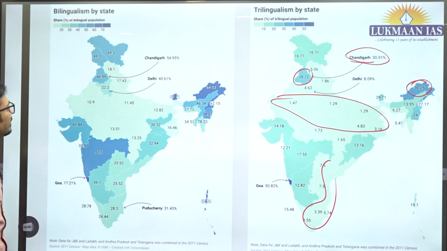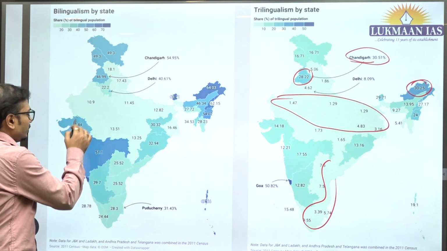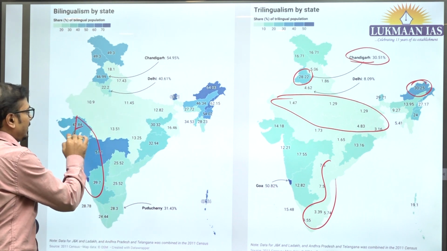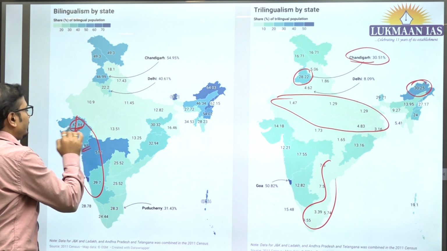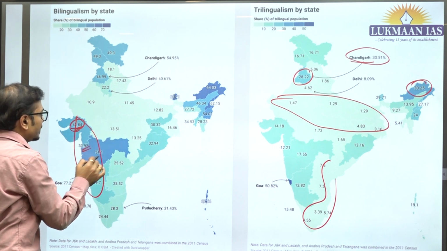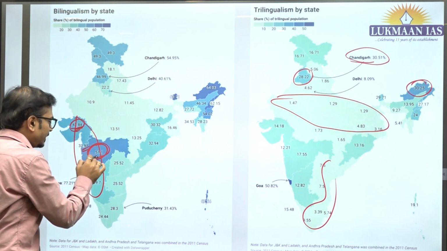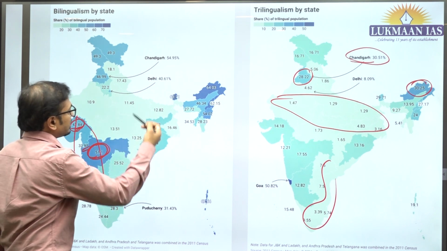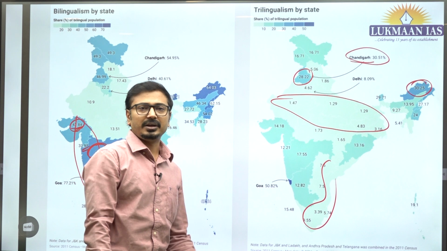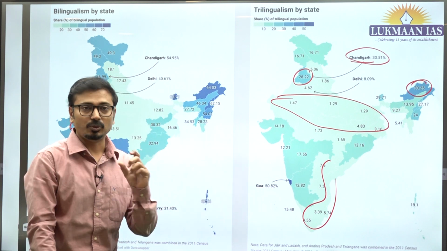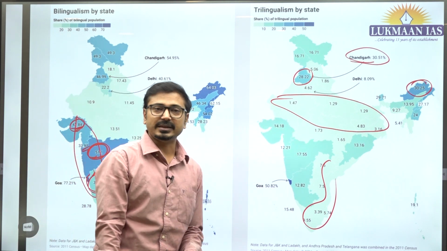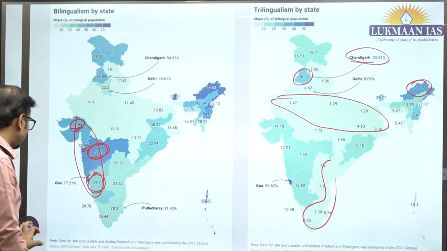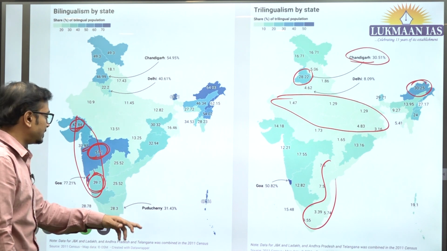Now bilingualism, you can see that most of the western states have a very high level of bilingualism, Gujarati, Marathi, Gujarati and English, Marathi and English, Marathi and Hindi, or Kannada and English, Kannada and Hindi. So bilingualism is more prevalent in the country. You can see the bilingual population is more, while the trilingual population is comparatively less. This is the data of the 2011 census that you can mention in your answer.